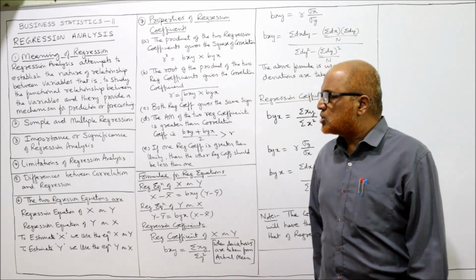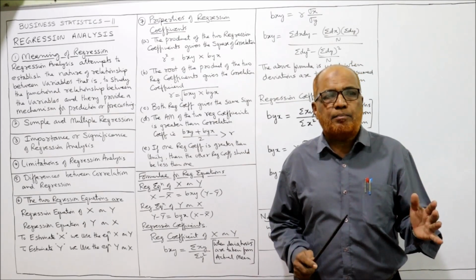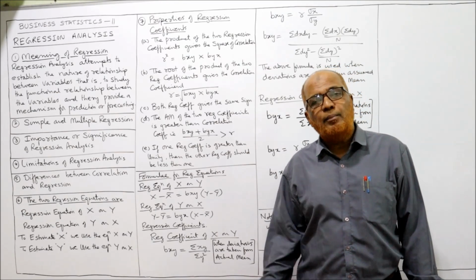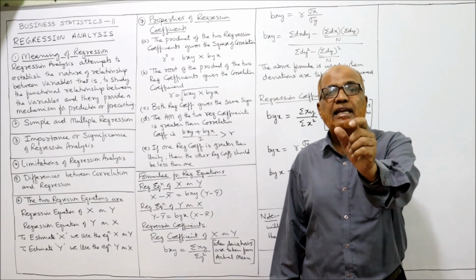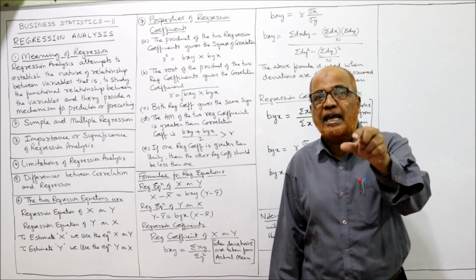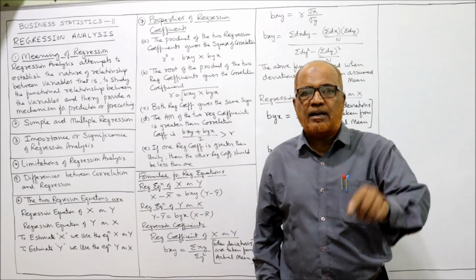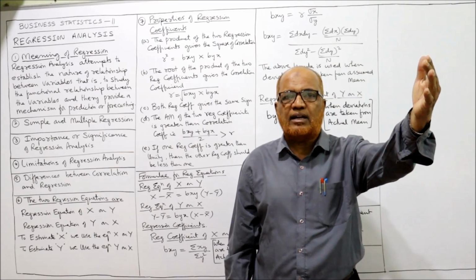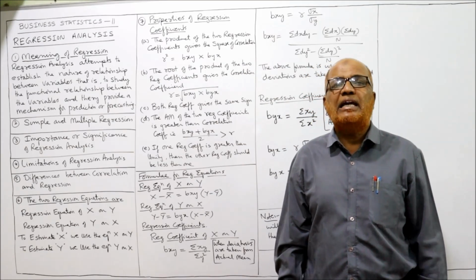Next comes limitations of regression analysis. See here, regression analysis is very important, but it also suffers from some limitations. There are some drawbacks. The first drawback is that regression analysis shows a linear relationship between the variables. Linear relationship means proportionate relationship. That means if there is a 10% increase in advertisement, there is a 10% increase in sales. If 15% increase in advertisement, 15% increase in sales. This is proportionate. It is called linear.